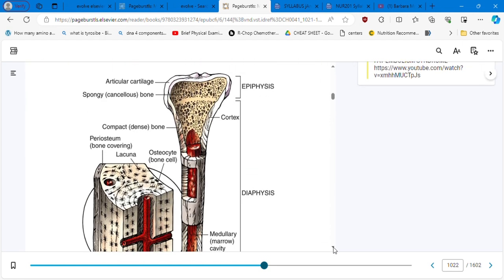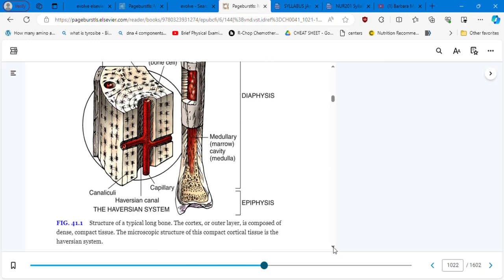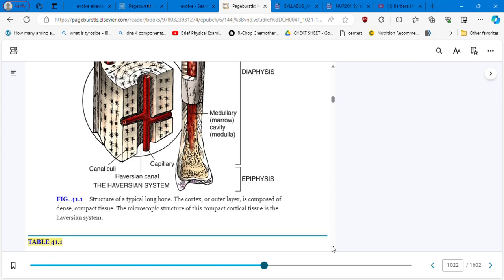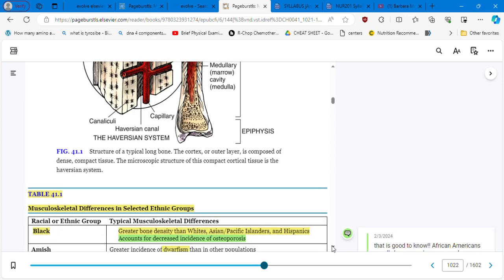Then we have here a graphic, a structure of a typical long bone. You can see the diaphysis is the long part. Then you have the epiphysis, which is at the end of the bone. We can see the Haversian system.